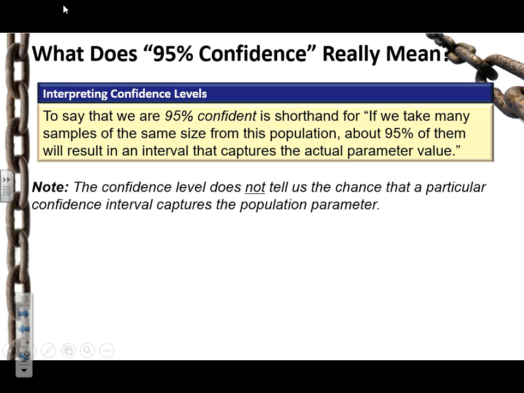What we're talking about with the confidence level is, if we were to do this over and over and over again, our intervals should eventually come out to be 95% capture, 5% not. Or if I had a 90% confidence level, 90% should capture, 10% should not. Okay?